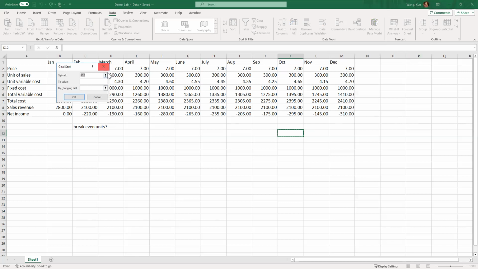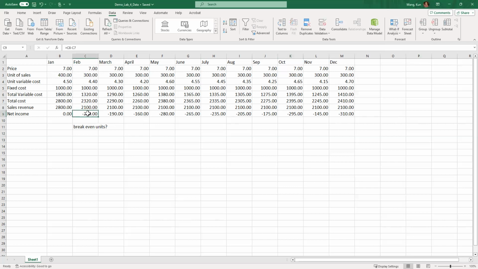Going here, net income. This is my goal, and I will put it at 0 later. You first need to put the cursor in the cell you want to set up as the goal, then click on What-If Analysis and Goal Seek. Now you can see Goal Seek is already fixed on C9, my net income. I want this value to be 0. That's my goal: break-even income is 0.